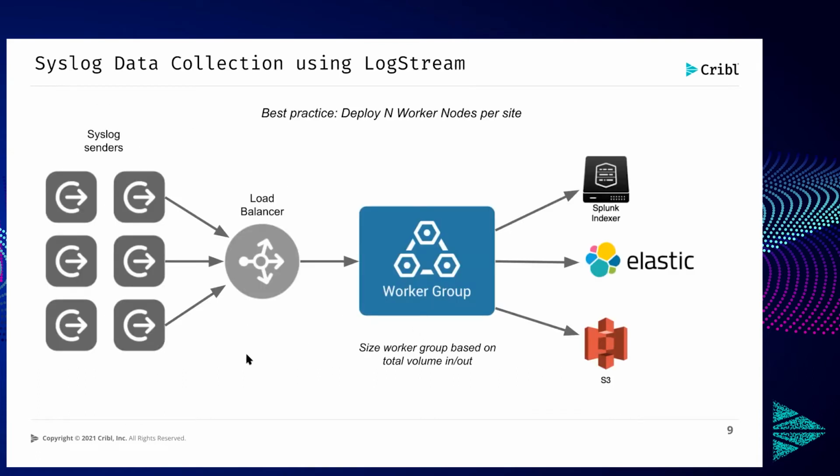Sizing, if you're doing this kind of thing, would be done by site. So if I have a terabyte of data coming in in New York, and 4 terabytes of data coming in in Los Angeles, I'm going to deploy the right number of workers in New York for New York, and the right number of workers in Los Angeles for Los Angeles. Each will have their own load balancer. All the local source syslog senders will go to their local load balancer and thence to the worker group.